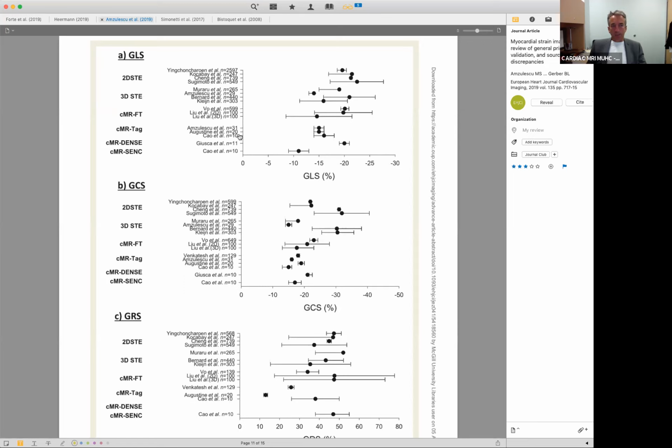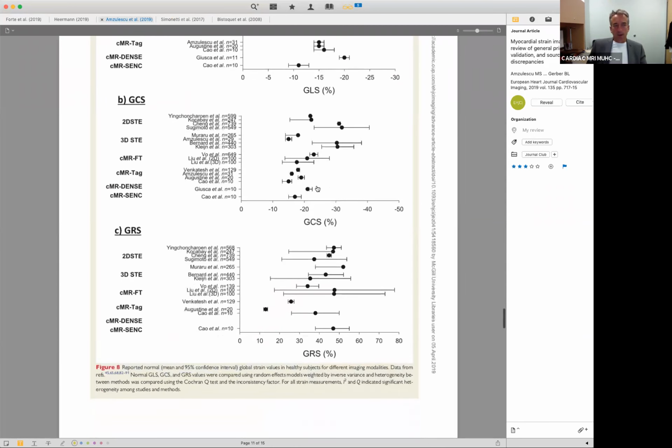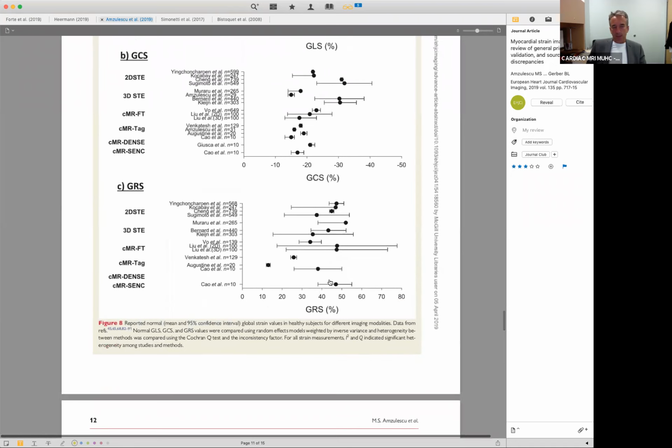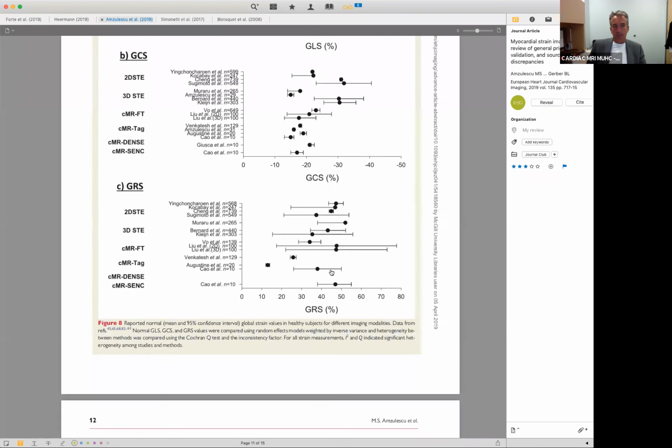So if you just take DENSE and SENC, those are probably, theoretically, the most accurate, because it's displacement and strain encoded data that are being used. So you get the information from the pixel itself and do not use calculations or models or observed displacement. But here you can see the longitudinal strain varies significantly between the two. And here also for the circumferential strain, there's also a significant difference. Whereas for the radial strain, there is not, but you see the confidence interval is really wide.